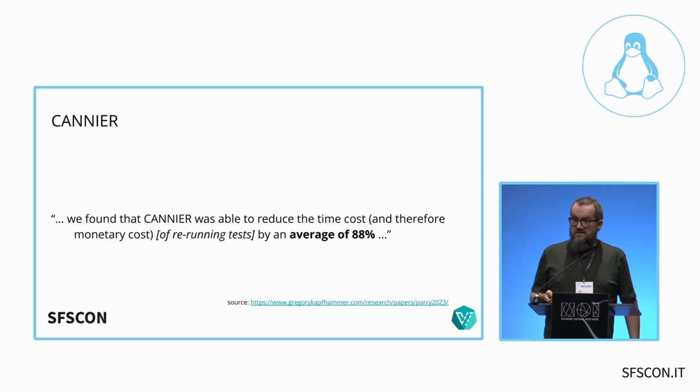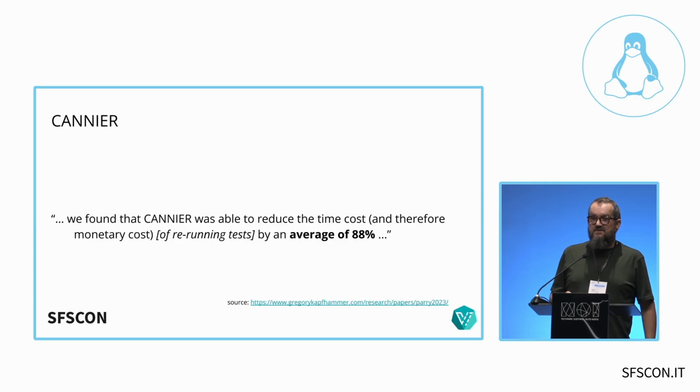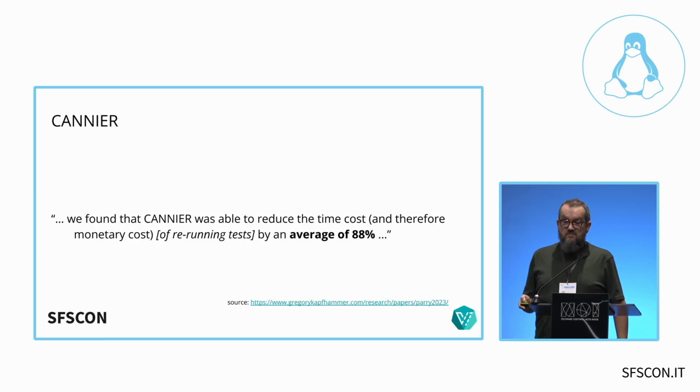So enter CANNIER. CANNIER is a paper from a university. I forgot which one, I'm sorry for that, but you need to look that up. They found with the CANNIER approach that they were able to reduce the rerun time by 88%, and that's why this matters for us. So we looked at how to implement that.